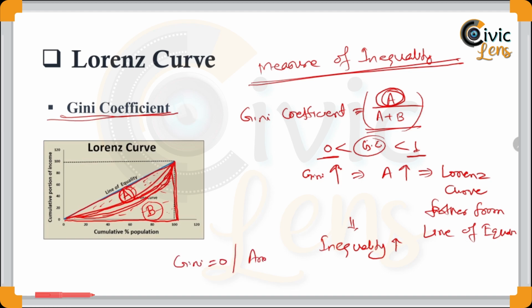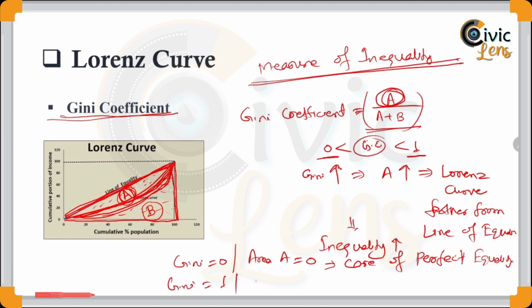And if the Gini coefficient is 0, when will that be the case? That will be when area A is equal to 0, when the Lorenz curve lies exactly on the line of equality. That will be the case of perfect equality, because in that case the Lorenz curve is the same as the line of equality. And when the Gini coefficient value is 1, that will be when area B is equal to 0. Because the Gini coefficient is A upon A plus B, and in order to become 1, B will have to be 0, because then it will be A by A, which is 1.